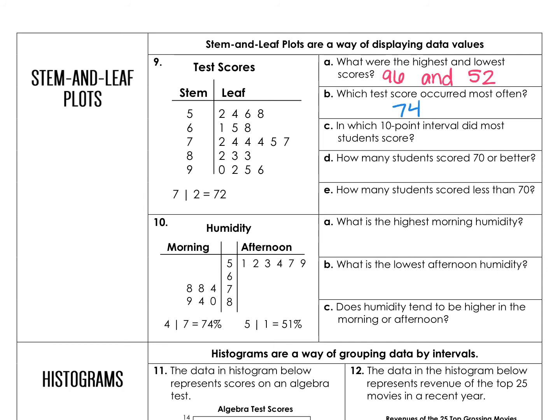In which 10-point interval did most students score? Well, the stem that has the most amount of leaves is 7. So that means that most students scored in the 70s.